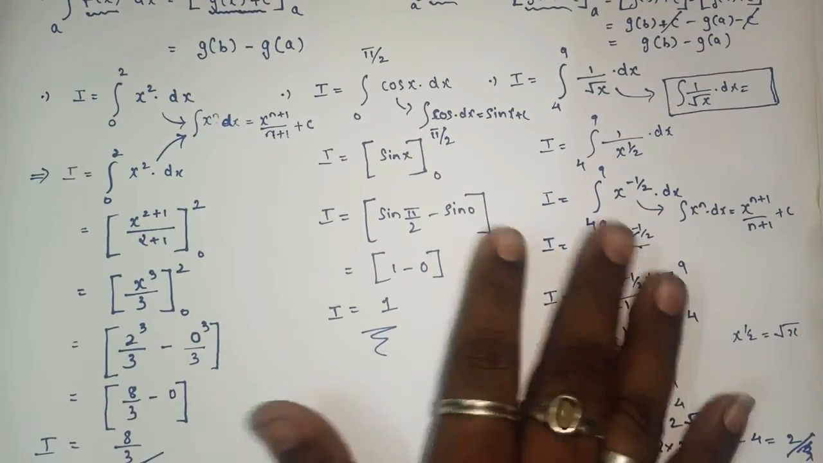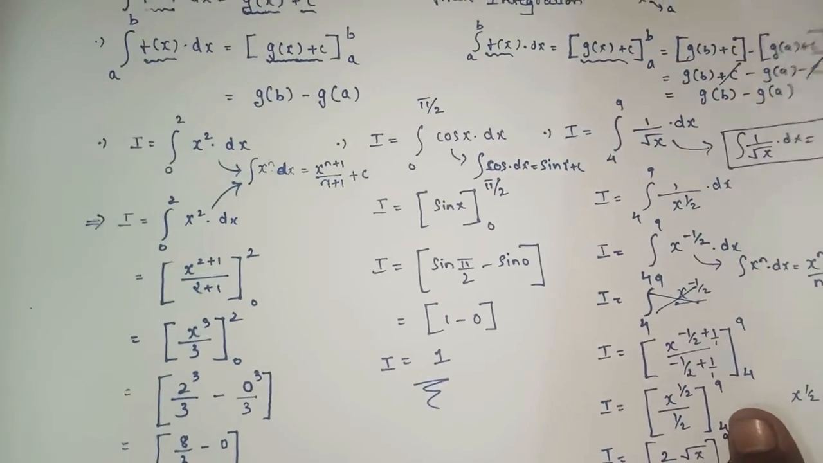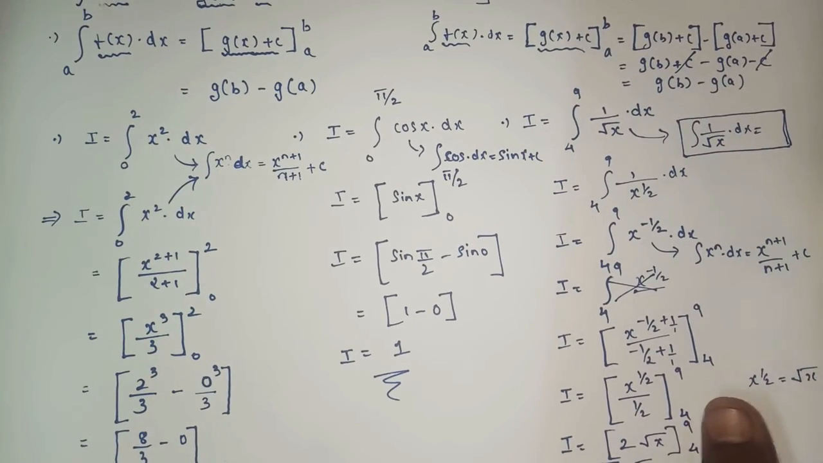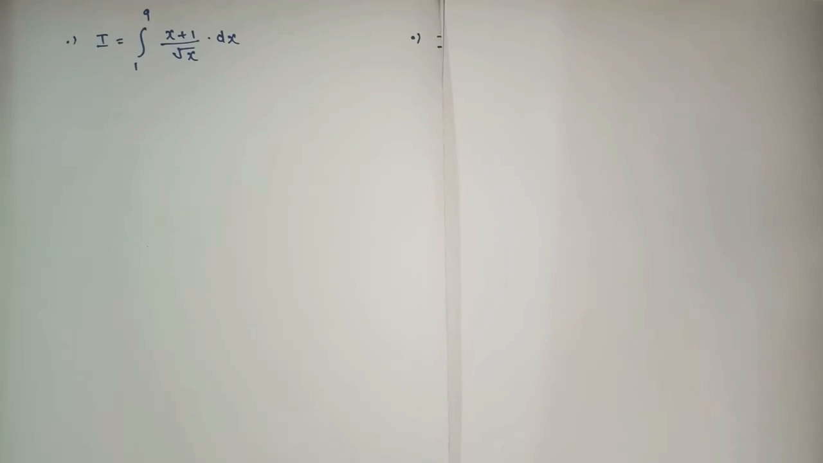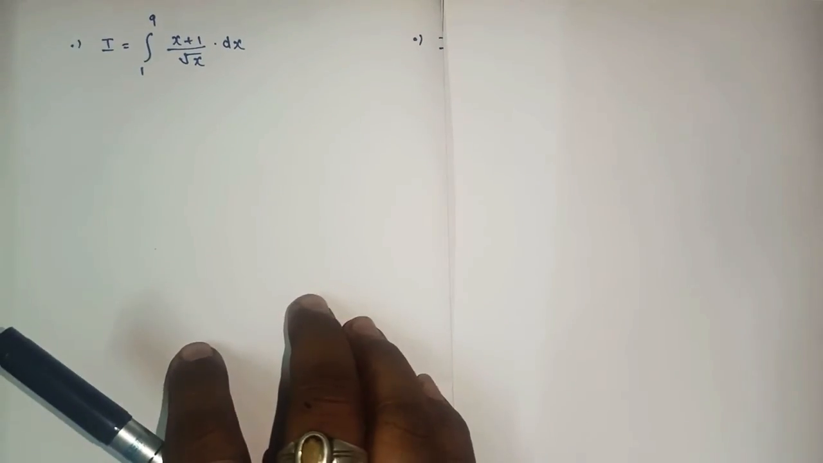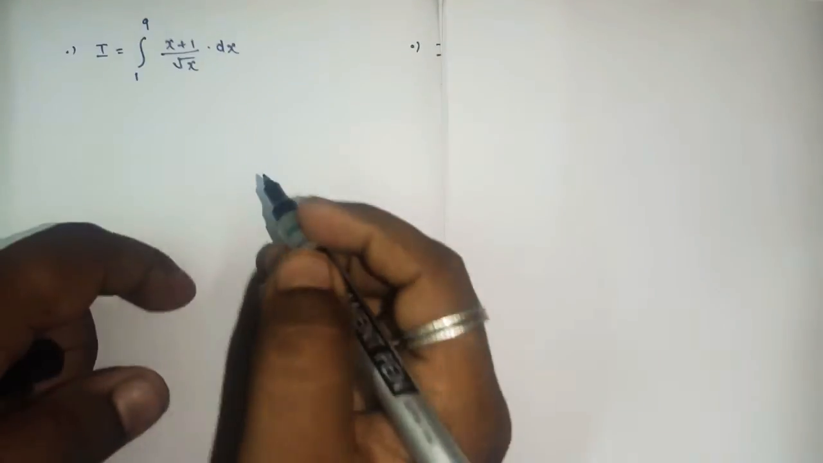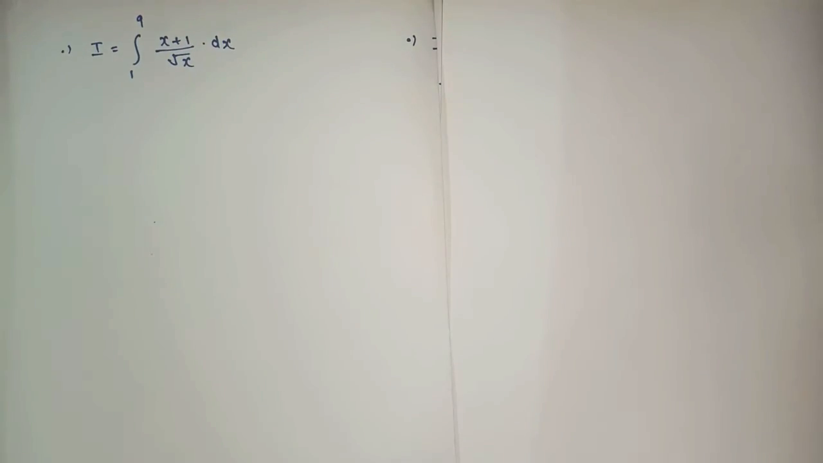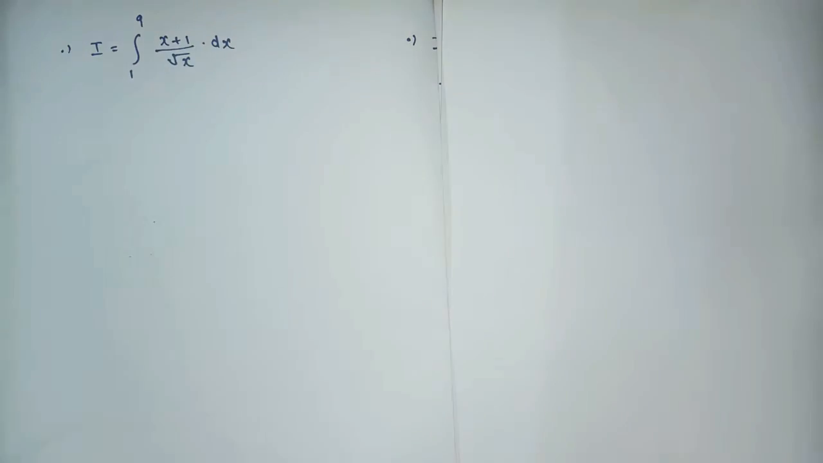Okay, so as you took three examples, let's move on to a few more examples, then you will come to know how to guess, how to apply, and how to frame your steps. Okay, so let's take this example. Here we have I equals integral from 1 to 9, 1 is the lower limit and 9 is the upper limit, of (x plus 1) upon root x. Just simply you have to guess which exercise or which type that particular question is from.